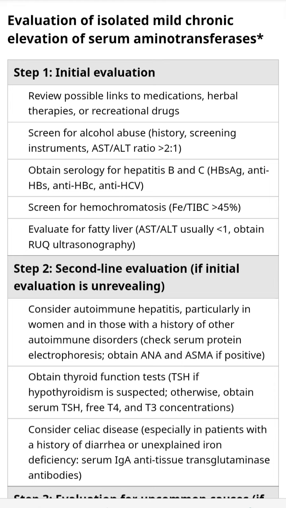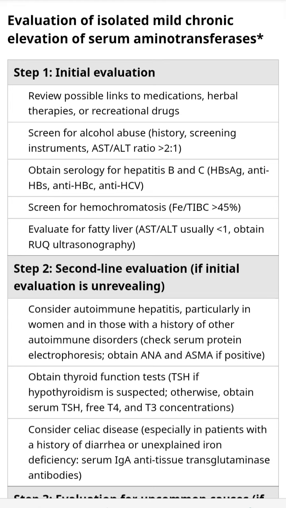The last thing in the initial evaluation is that you need to evaluate for fatty liver by obtaining a right upper quadrant ultrasonography, or your AST by ALT ratio is usually less than 1, which makes sense as well, that the person's liver is not working that good, so the ratio will be less than 1, right?